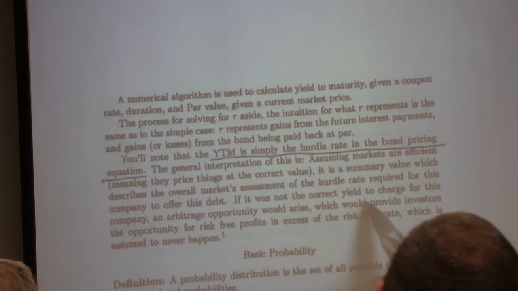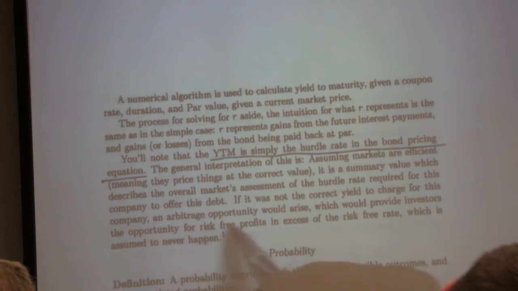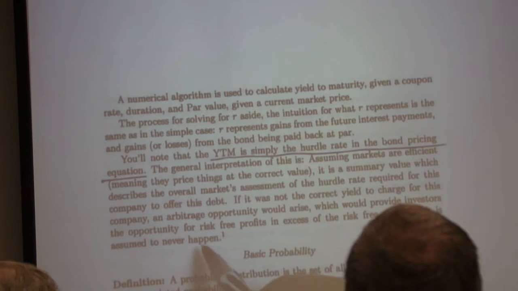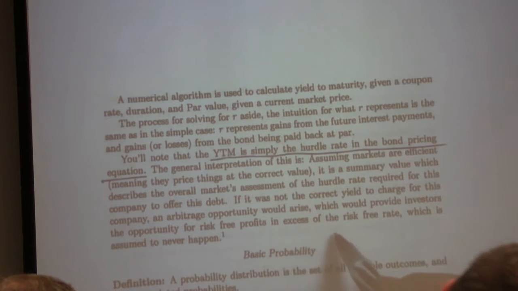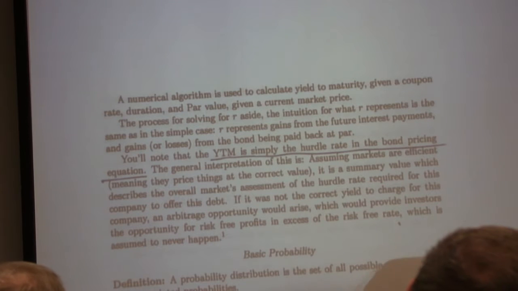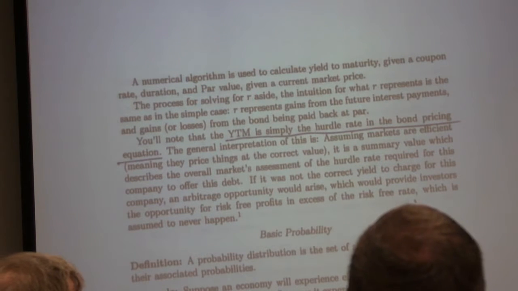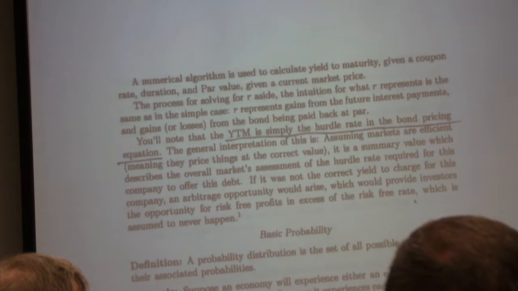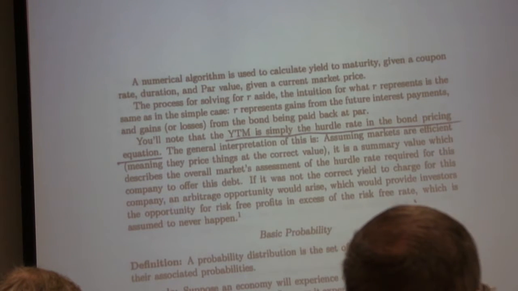If it was not the correct yield to charge for this company, an arbitrage opportunity would arise, which would provide investors the opportunity for risk-free profits in excess of the risk-free rate, which is assumed to never happen. So basically, if the price is not correct for this bond, someone's going to realize that at some point. They're going to buy until the price reaches the correct price. What that means, though, is that they locked in a risk-free profit. And under most models in finance, they operate under an assumption of efficient markets that say there's no such thing as a free lunch. There are no arbitrage opportunities, right?